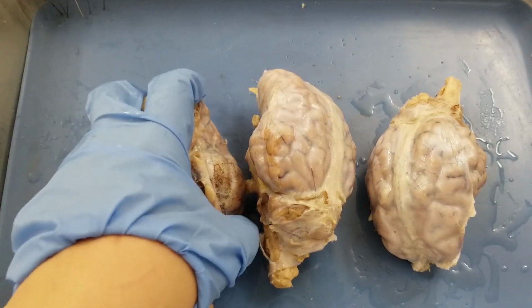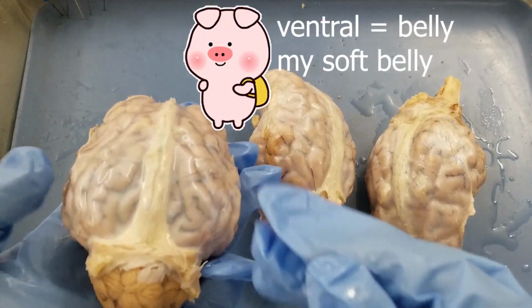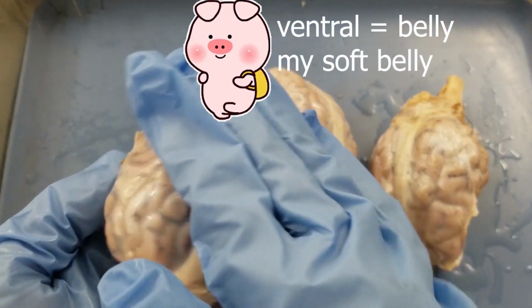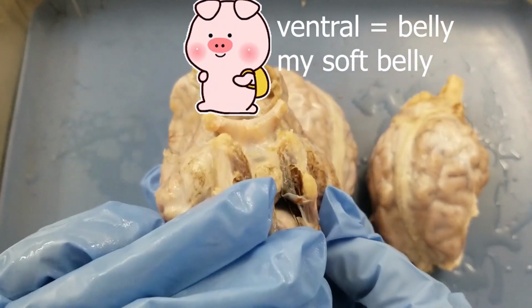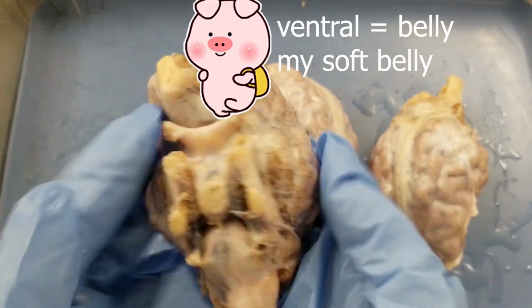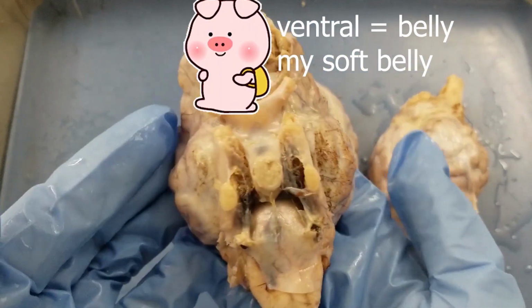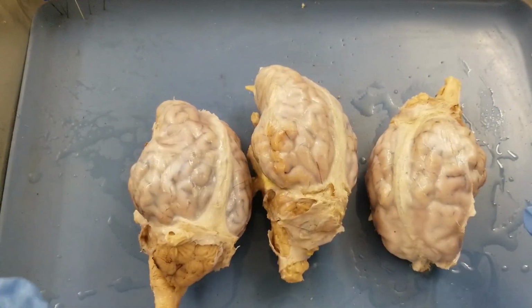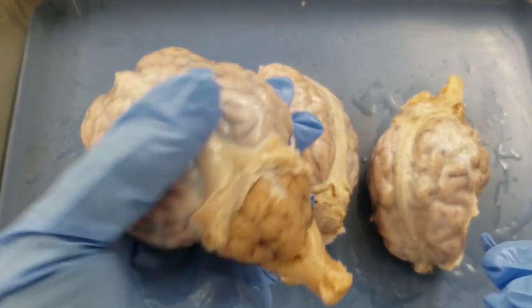First one is the dorsal and ventral. So the dorsal is the back side of the brain. This is the dorsal, and the ventral is the belly side of the brain. So there are some more structures on the ventral side of the brain, right? So dorsal and ventral. Anterior and posterior. So anterior is the front, right?